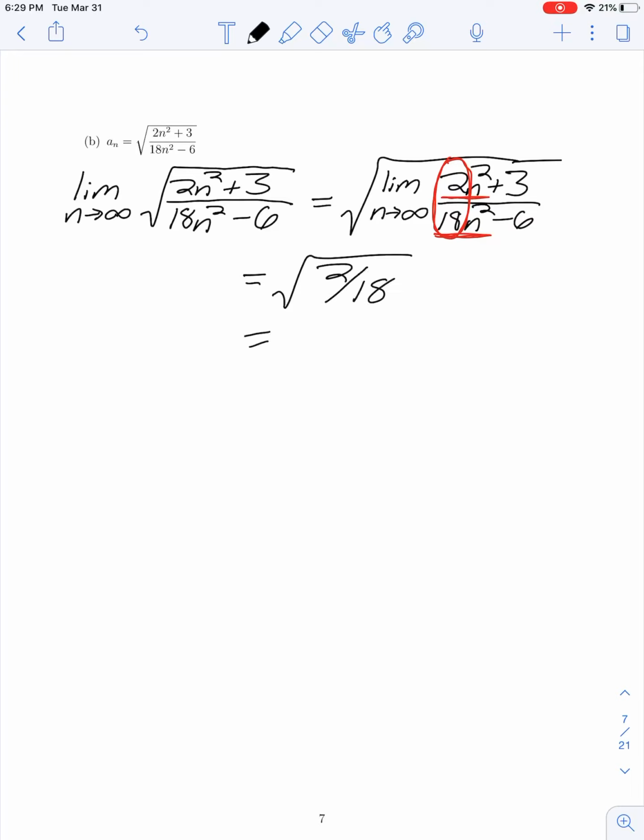So we would have the square root of 2/18, which would be the square root of 1/9 or 1/3 for our limit. So here we would say that our sequence converges to the value 1/3.